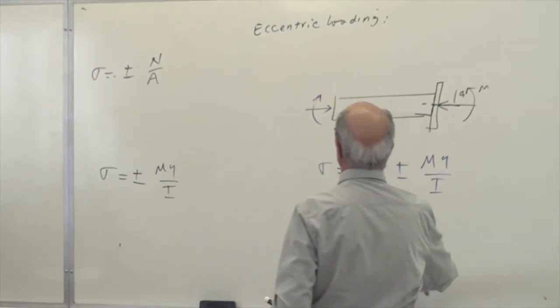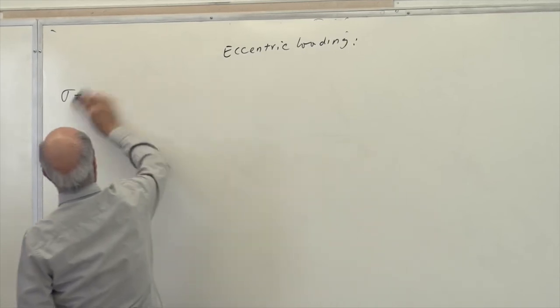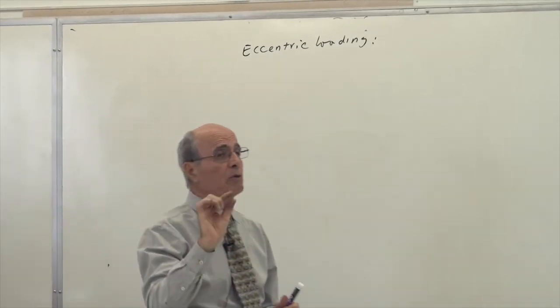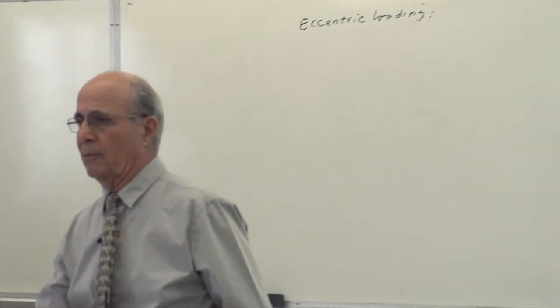So let's go now to a couple of examples. Now, the examples are very simple. Now we are talking eccentric loading. Now, remember all the aspects of that. Everything should, look what I said, everything should go to the centroid, yes or no, of the cross section.